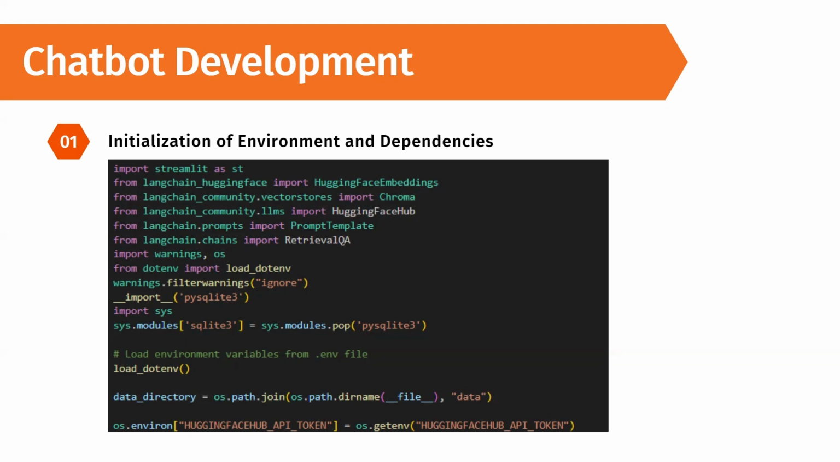Firstly, let's initialize the environment and dependencies by importing necessary libraries such as Streamlit, Langchain, PySQL3, and .env for environment management, and loading environment variables like the HuggingFace API token to authenticate and utilize HuggingFace services.